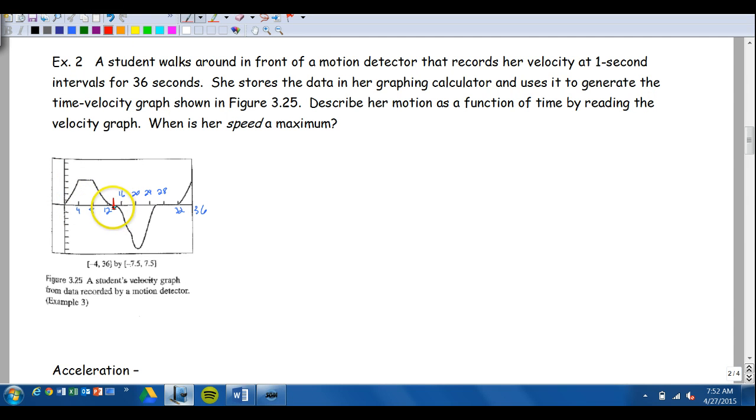So again, when you're looking at these, we're not looking at the slopes of these curves. We're just looking at the curve itself. From here to here, the velocity curve is above y equals 0. So that means that she is moving forward during those first 14 seconds. So we would say from 0 to 14, student's moving forward.